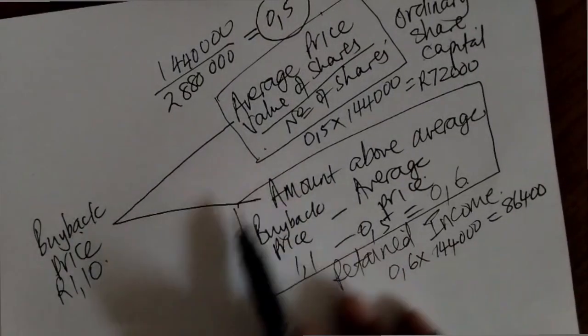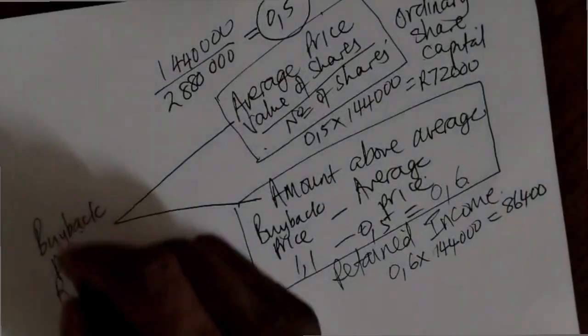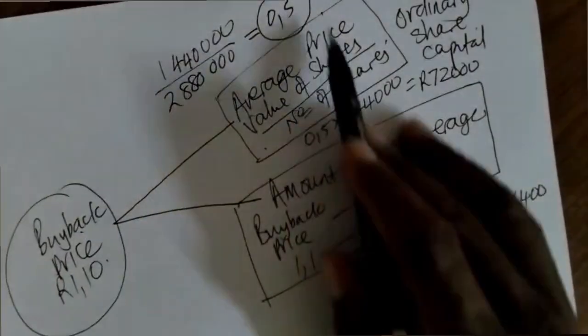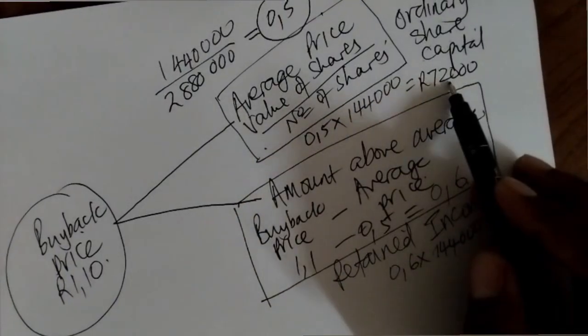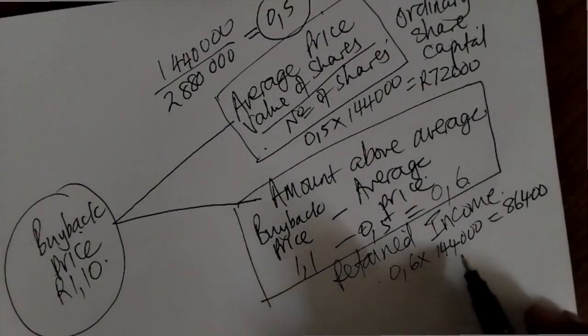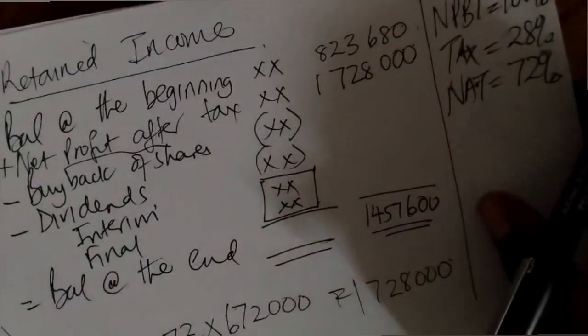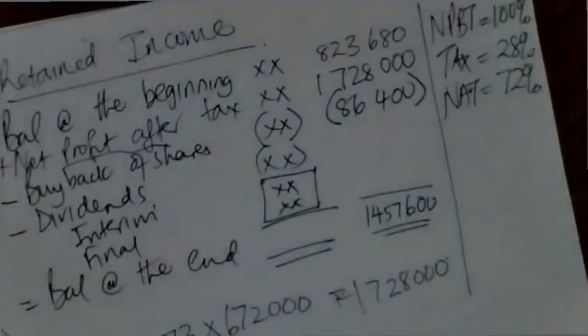The buyback of shares, we already did that. When we were still doing ordinary share capital, the buyback of shares was already done in this particular activity. Why? Because we said the buyback was done at 1.10, and then we calculated the average price and we found that it's 50 cents. And then if you multiply by the 144,000 shares that were bought back, it gives you 72,000. And then the amount above average, which must go to your retained income, is 0.6 times 144,000. It gives you 86,400. So the buyback was actually done before, when you were still dealing with your ordinary share capital. So here it will just be 86,400, and this figure must be in brackets.